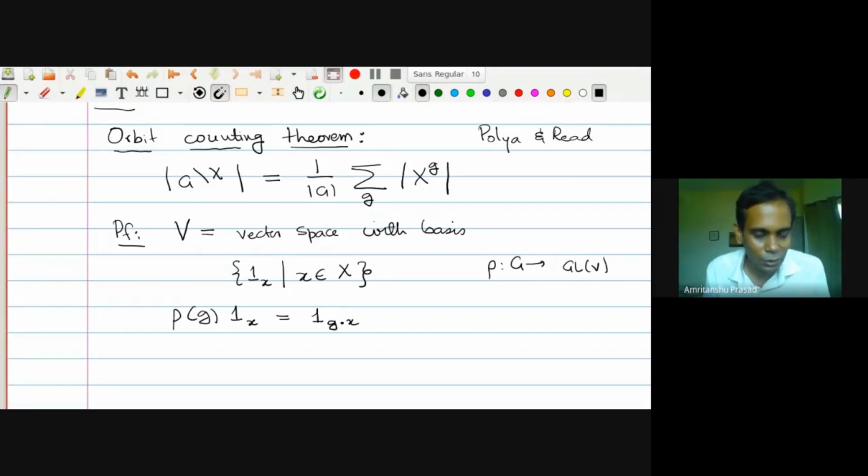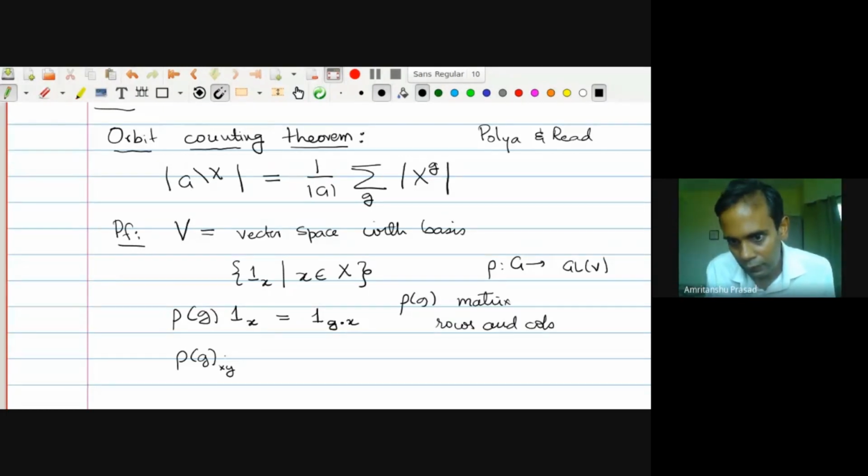We need to compute its character, right? So what is the matrix of this? The basis is 1 sub x for x in X. If you enumerate the elements of X as x1, x2, up to xr, whatever the size of this set is, then you can think of this as an ordered basis, 1 sub x1, 1 sub x2, up to 1 sub xr. Instead, I'll just take the matrix whose rows and columns are indexed by elements of X. So you can think of rho g as a matrix whose rows and columns are indexed by x in X.